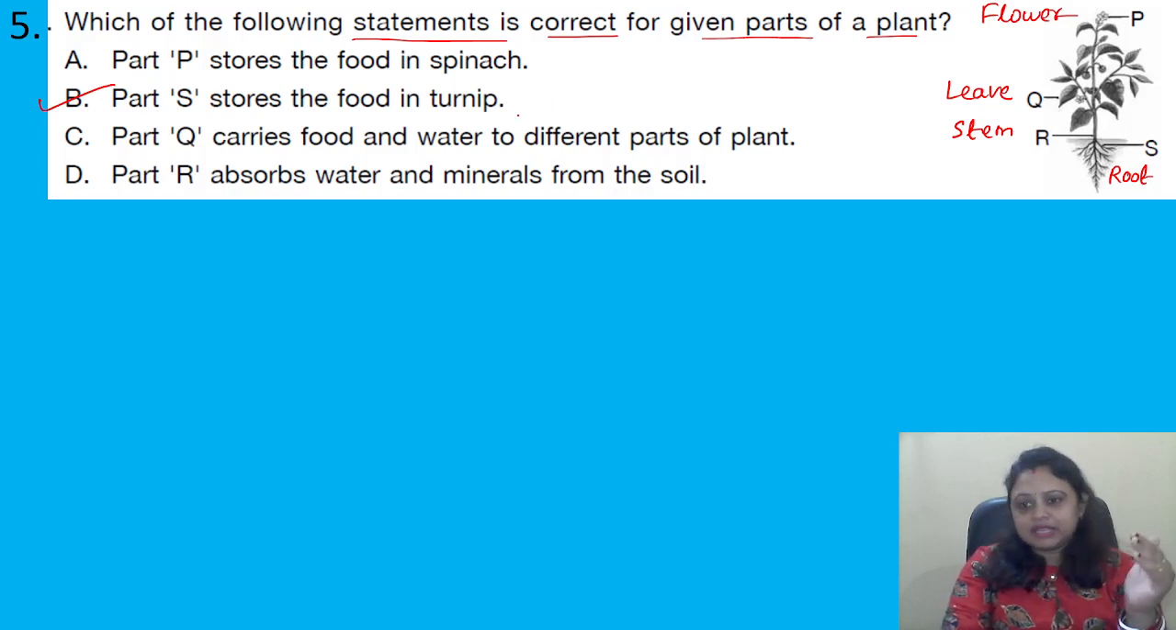What happens in case of turnip? The root stores the food. Then coming to option A, part P stores the food in spinach. No, it is the leaves. Then part Q carries food and water to different parts of the plant. Food and water to different parts of the plant are transported through the stem, so this one is incorrect. Part R absorbs water and mineral from the soil. It should be the root, so this one is also incorrect.